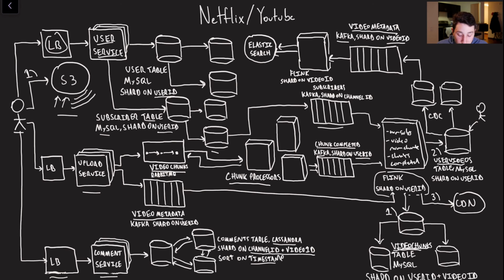The only thing that we really need to be fast is this guy right here, reading from S3, reading from the video chunks table. In reality, there would probably be some sort of caching layer on the video chunks table, particularly for popular videos, but I've chosen not to go into that too much because we've already seen how caching is going to work in a distributed setting.